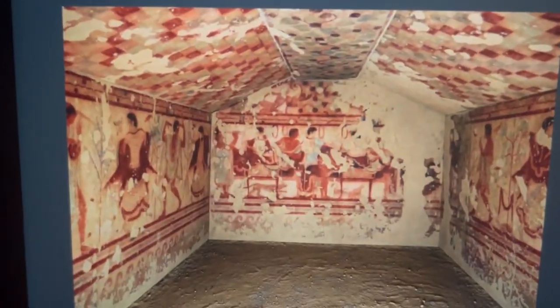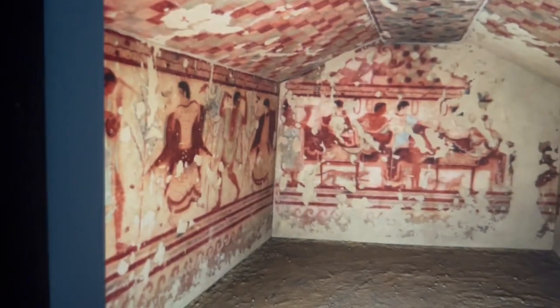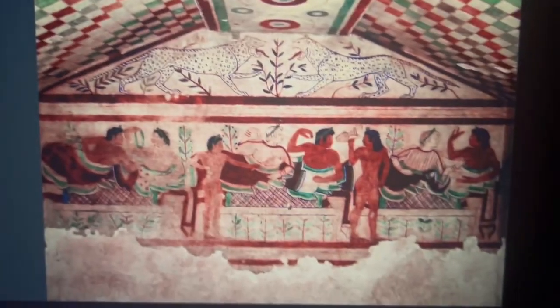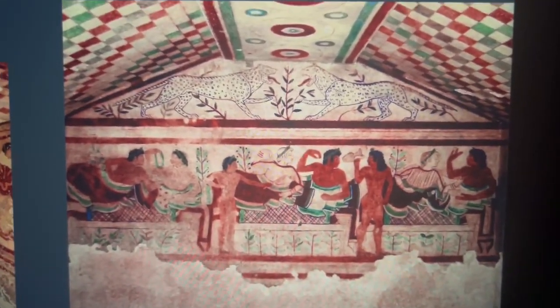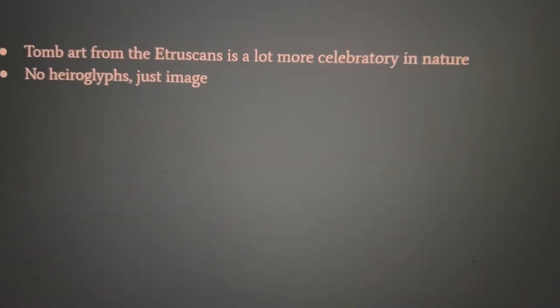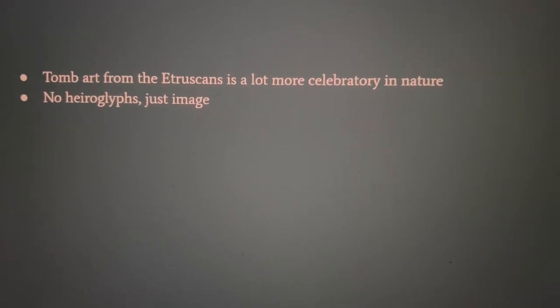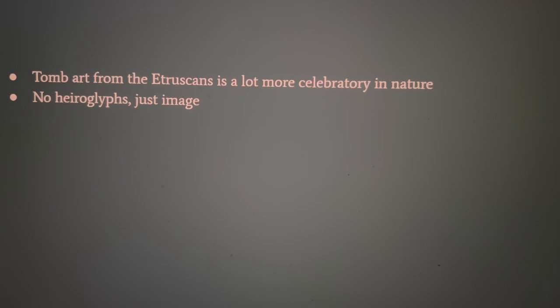Let's see, right here we got some sort of scene. Not sure what I'm making out of it. It's definitely people doing something, possibly a party. And the Tomb of the Lionesses has a bunch of figures lounging around. See, and also something that's different from Egypt is that there's not a lot of text in the tombs.